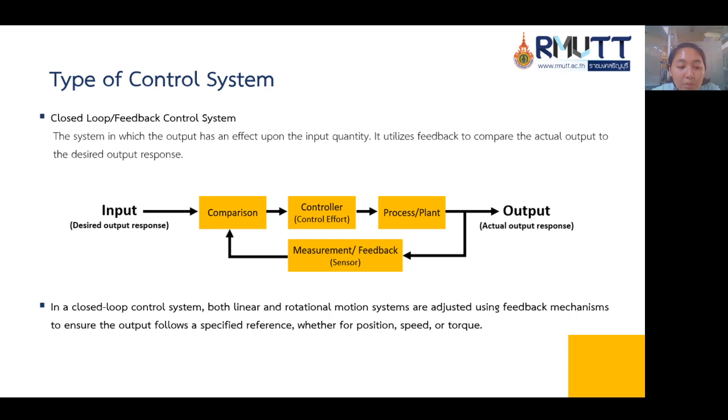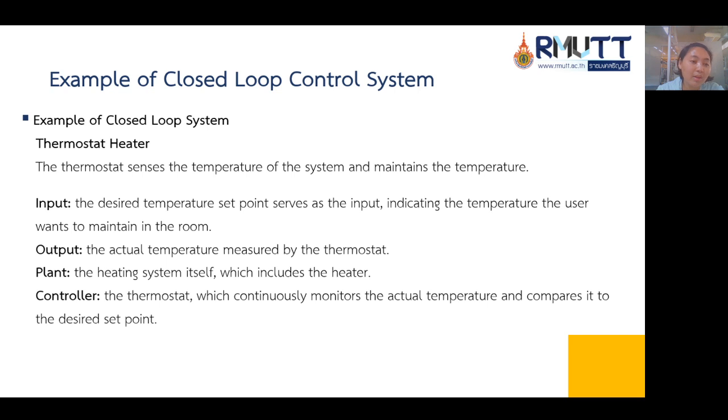In a closed loop control system, both linear and rotational motion systems are adjusted using a feedback mechanism to ensure the output follows a specified reference, whether for position, speed, or torque. For the example of a closed loop control system, I use a thermostat heater. The thermostat senses the temperature of the system and maintains the temperature.